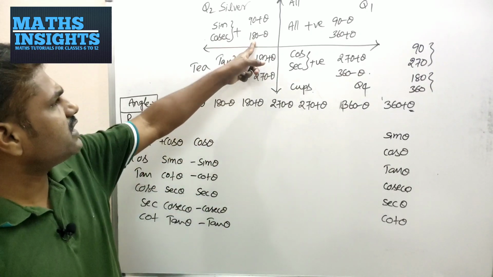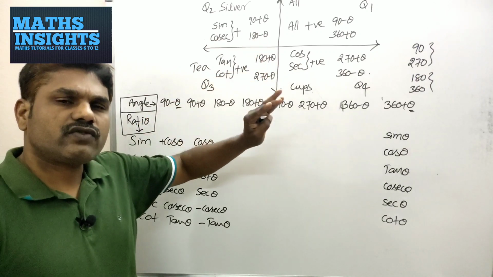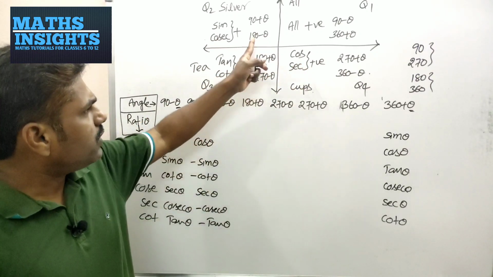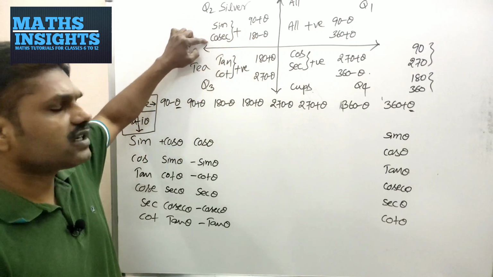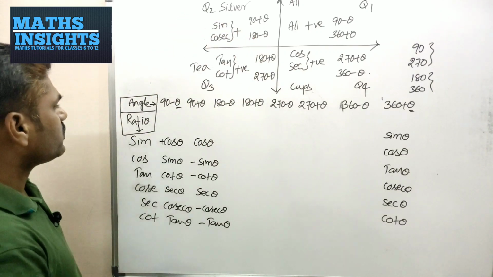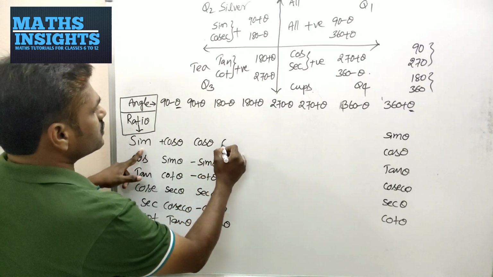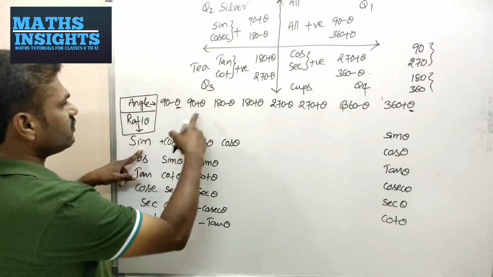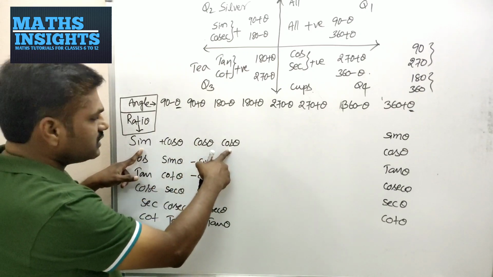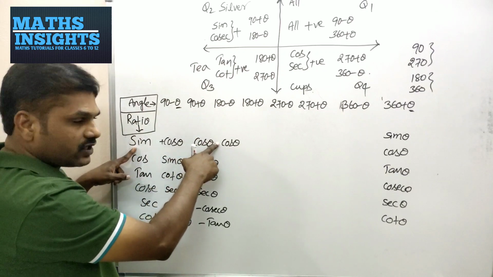Similarly, if you observe 180 minus theta, for 180 all ratios will remain as they are, but sine and cosecant will be positive, others are negative. If you observe, sine is positive, therefore I will write first positives. So sine of 180 minus theta will become sine theta. Why? Because sine is in the second quadrant, it will not get any negative.